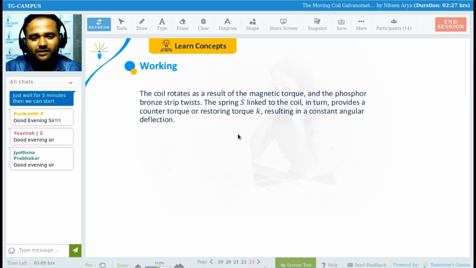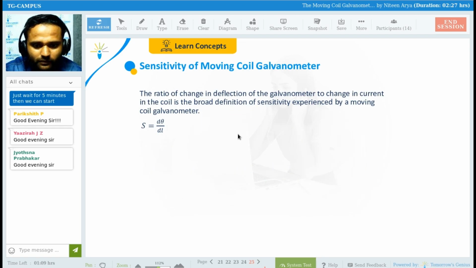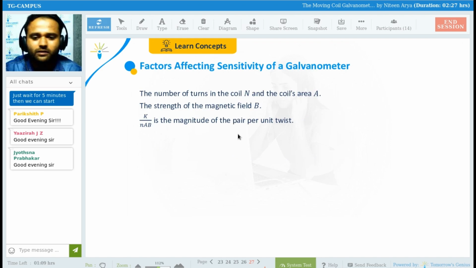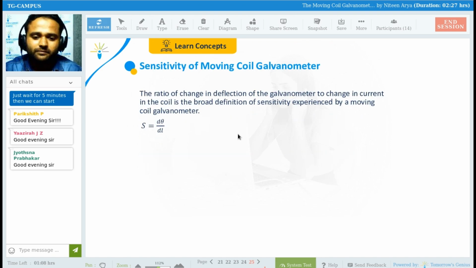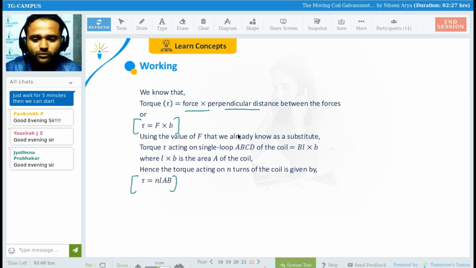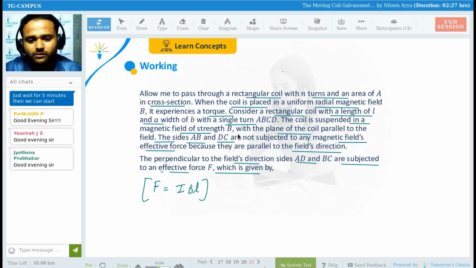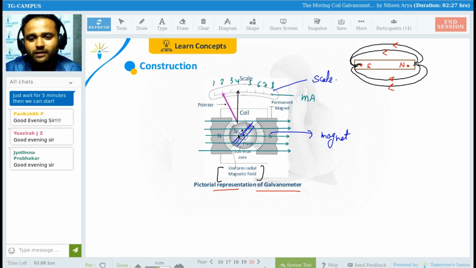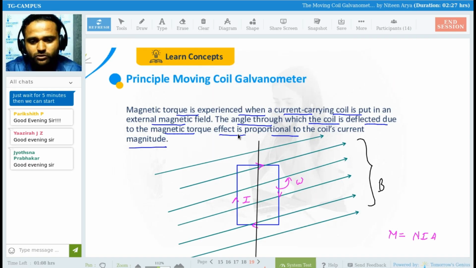I already discussed this, and let me check where the diagram is. They don't give you the diagram here. Very bad. We need to view this diagram. So you can understand from this one also, as simple as that.